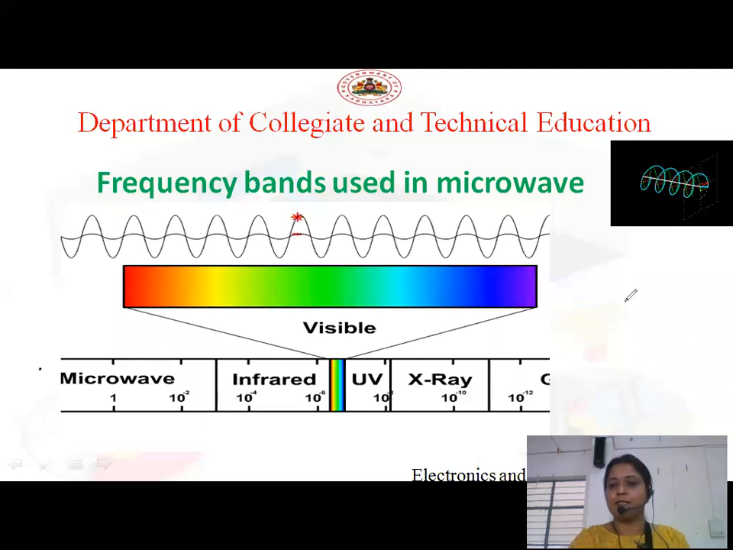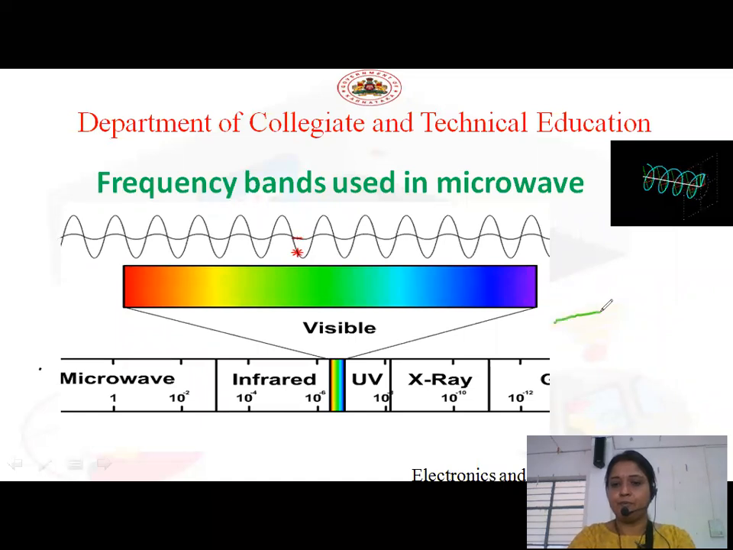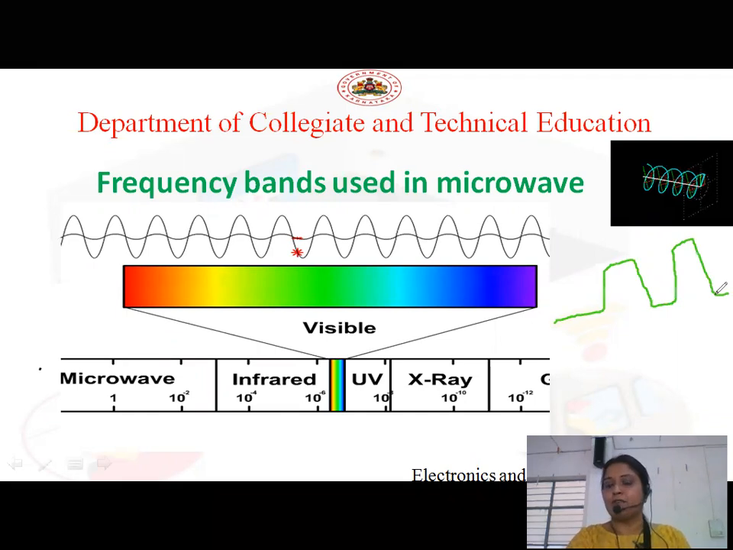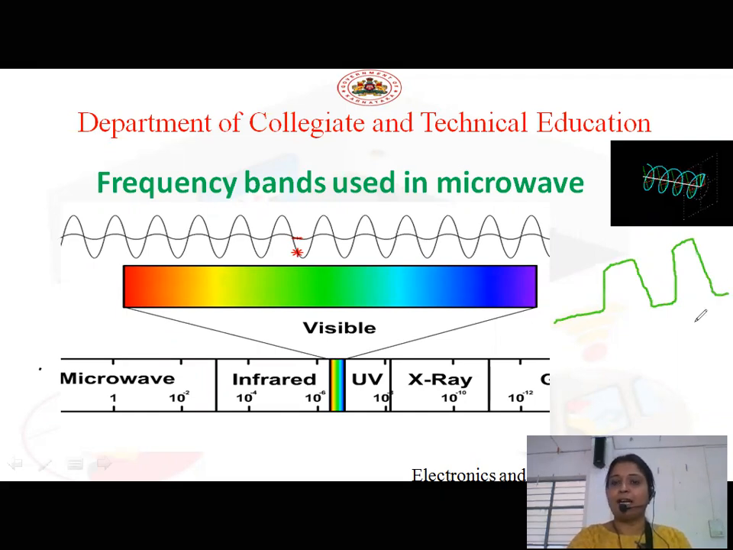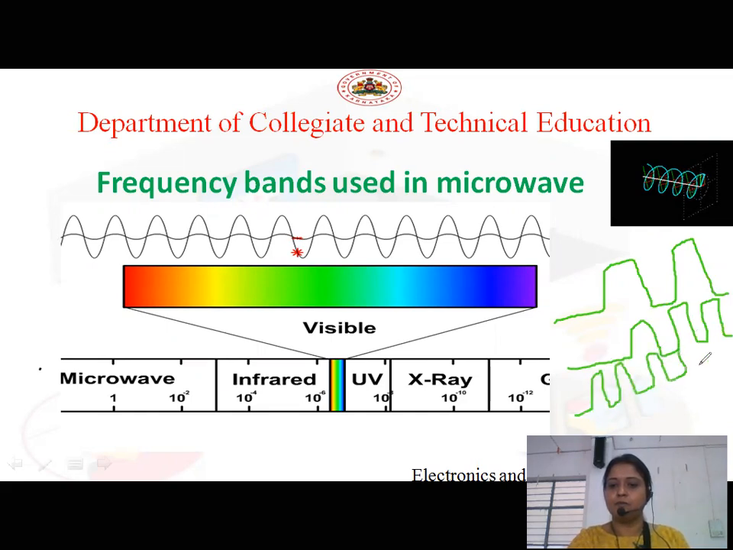For example, suppose this is one waveform, correct? Now, microwaves means higher frequencies. Higher frequencies means what? The time period will reduce. Now, see here, this is one frequency. Again, this is one more signal. Again, like this, one more signal.